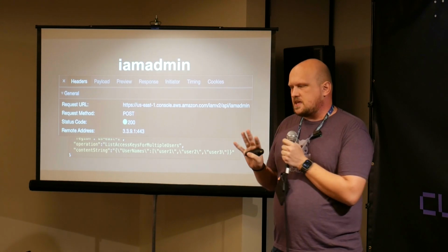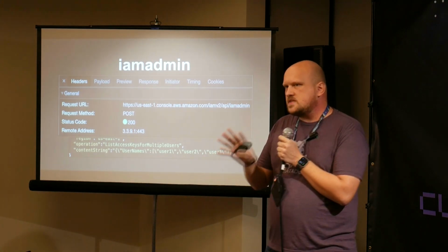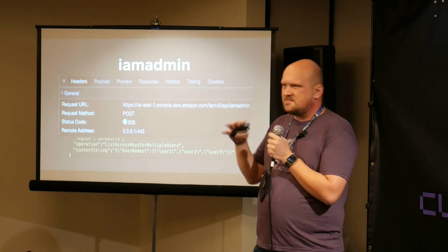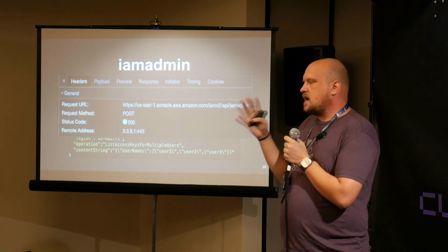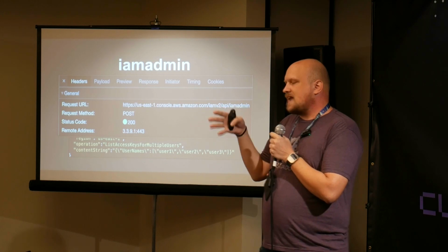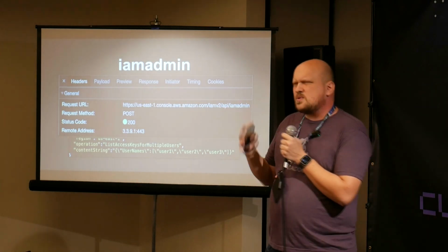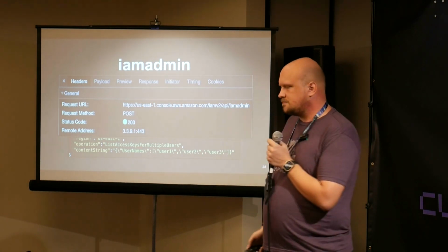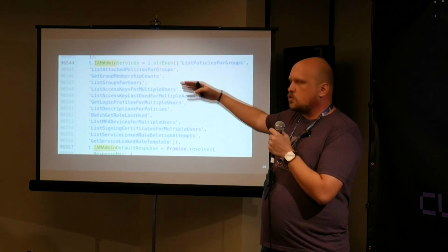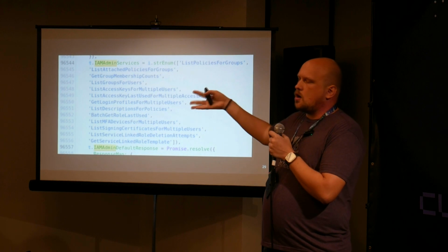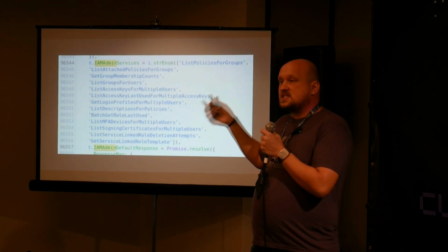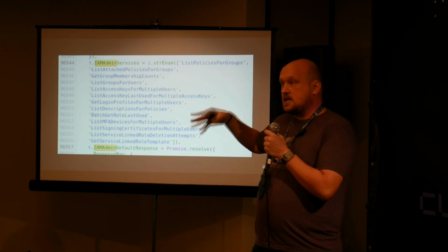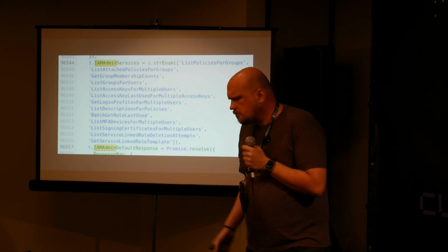Now, another interesting thing about it is that the names of its operations sound vaguely familiar to IAM ones, but not quite. So for instance, IAM admin has an operation titled list access keys from multiple users, which sounds sort of similar to IAM list access keys. Now, again, we can crawl the console, extract out all the information we need, and this gives us a nice list of operations that we can invoke against the IAM admin service.